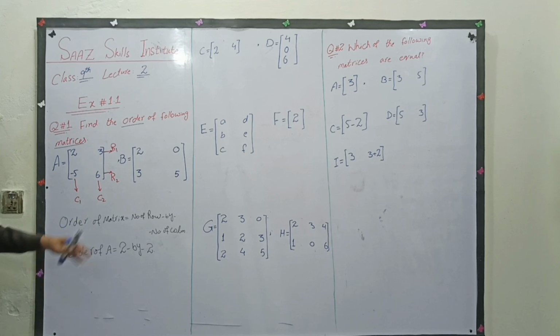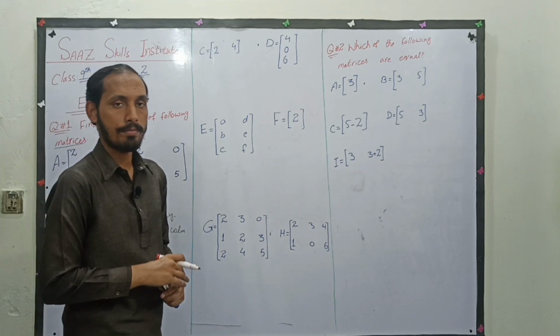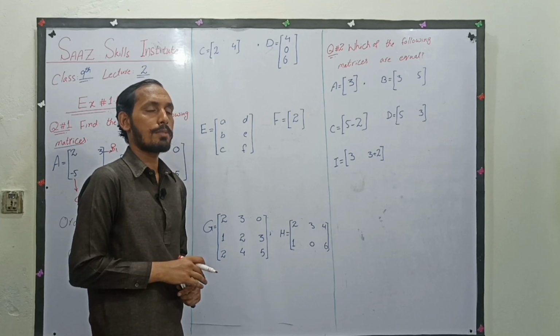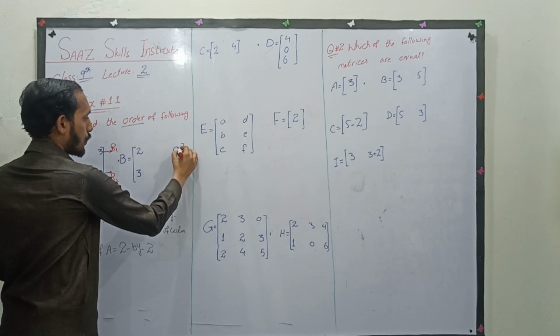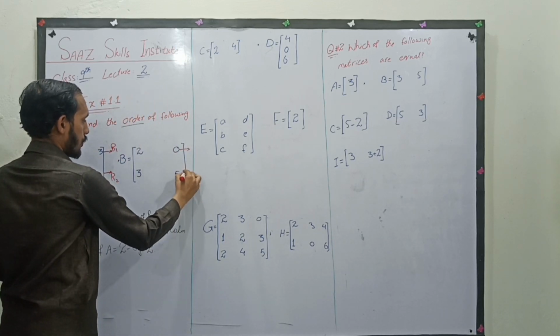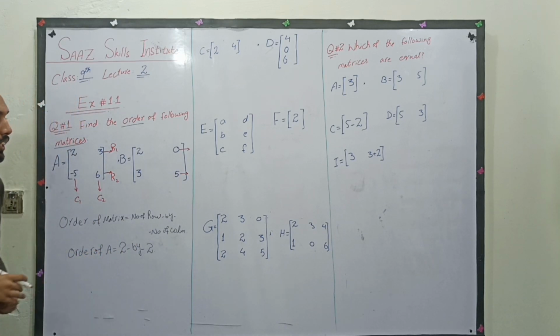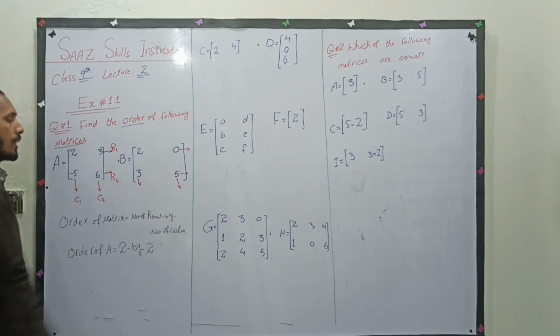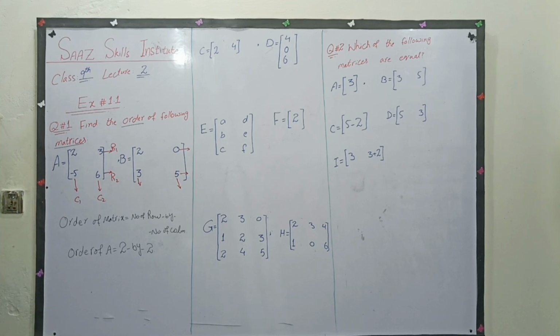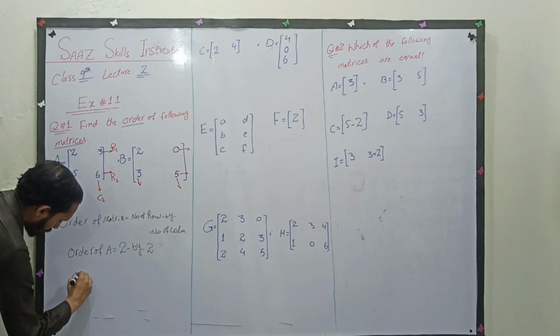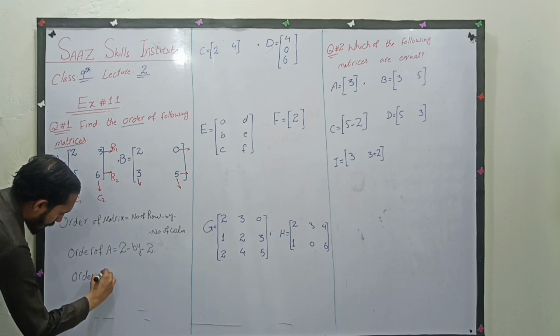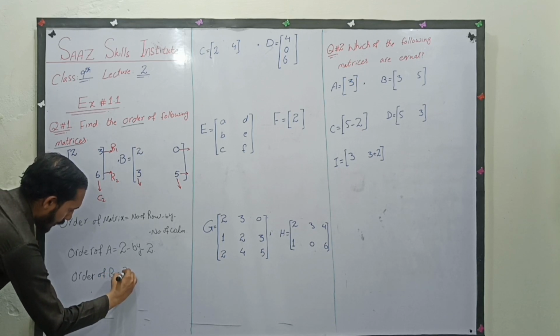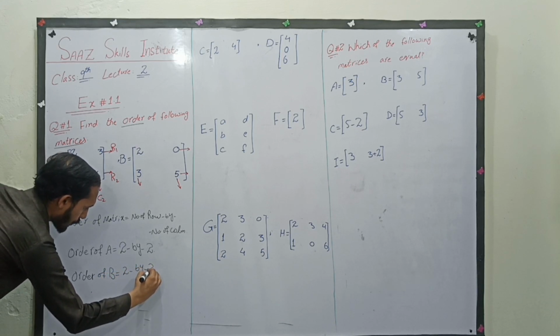Now what will be the order of matrix B? In matrix B, we have two horizontal rows, first row 0 2 and second row 3 5. It has two horizontal rows and two vertical columns, similar to that of given matrix A. So order of B will also be 2 by 2.